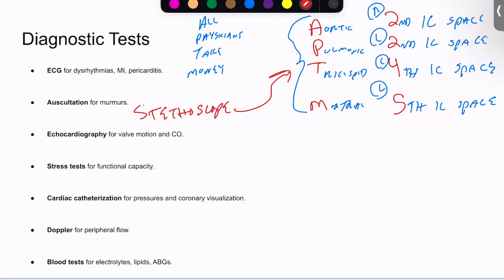It can do a lot of things. So it can measure pressure, but it can also visualize your coronary arteries. So it can see if there's any plaque buildup. Doppler studies for peripheral flow. So it evaluates that peripheral flow, but it also looks for any vascular obstruction. And then obviously your blood tests for your electrolytes. So remember, electrolytes can pose an arrhythmia risk, specifically with potassium. Then we have our lipids, so atherosclerosis risk. And then our ABGs tell us stuff like oxygenation, acid base status, things like that.